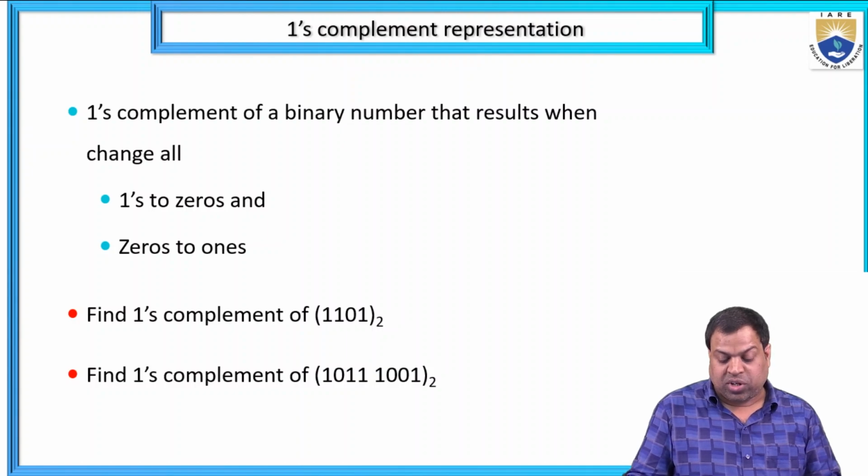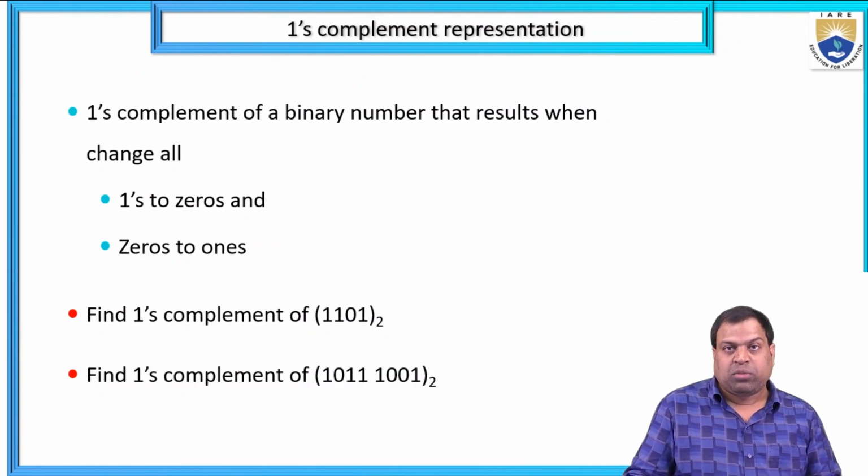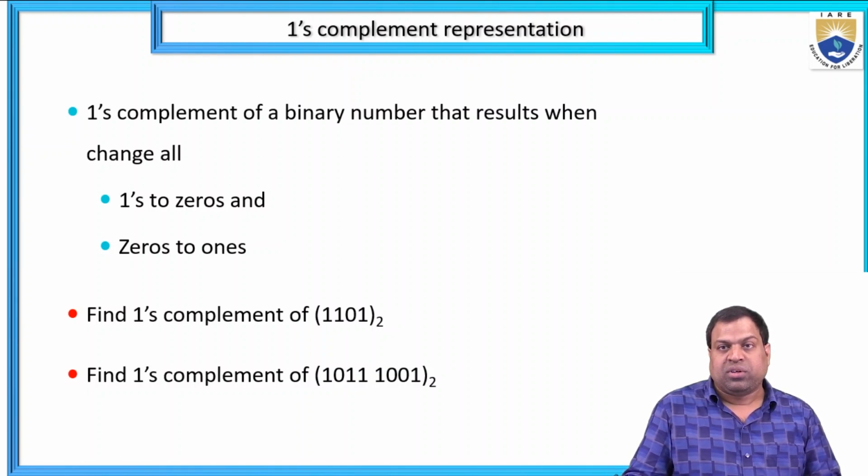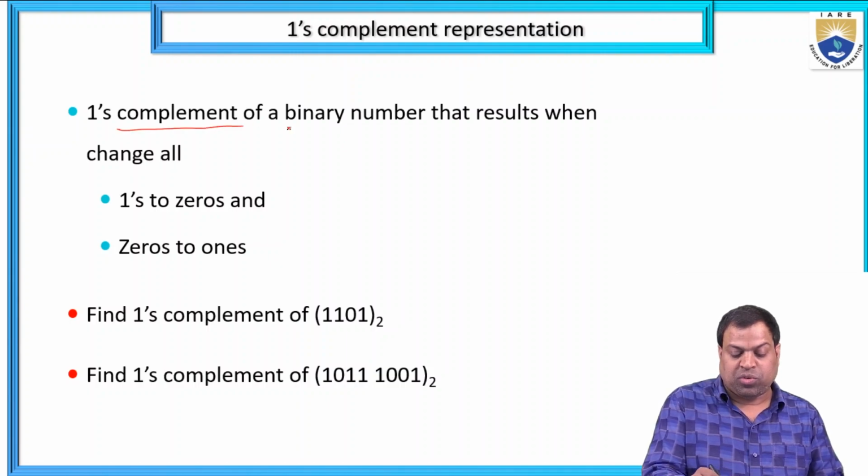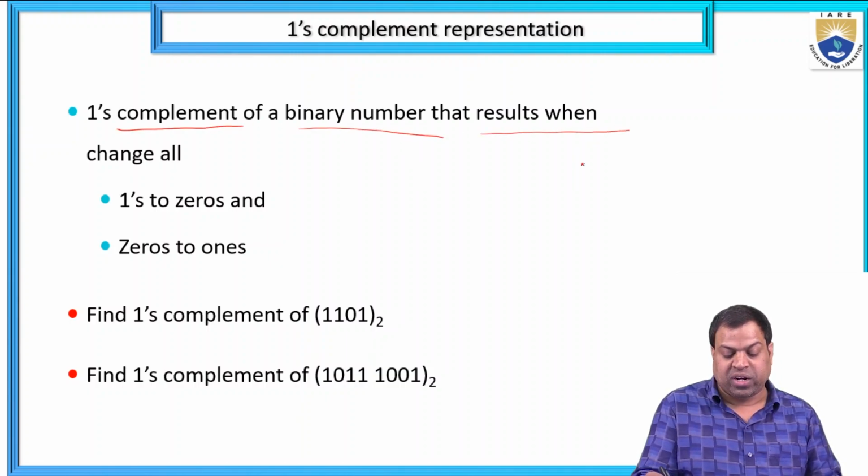So 1's complement of binary numbers. There are so many types of complements: 1's complement, 2's complement, 9's complement, 10's complement. But any of the complements is majorly used for subtraction. The 1's complement of a binary number is the result when we change all 1's to 0's and 0's to 1's.